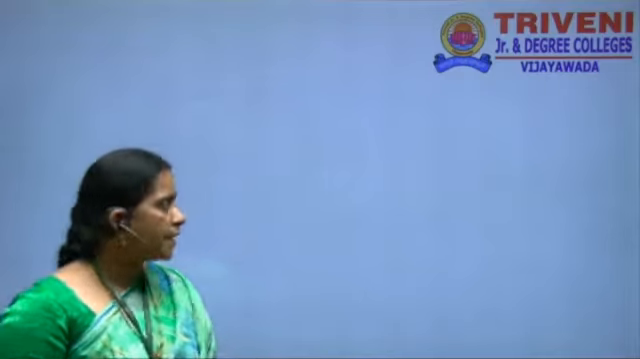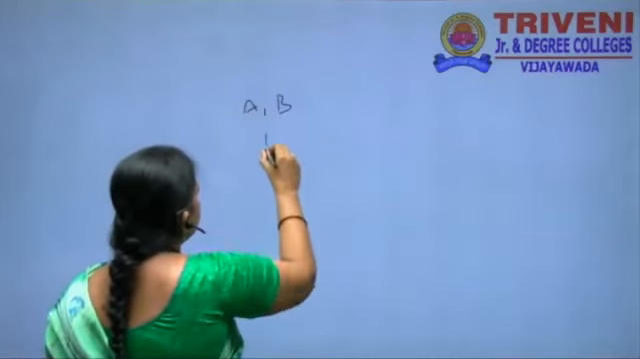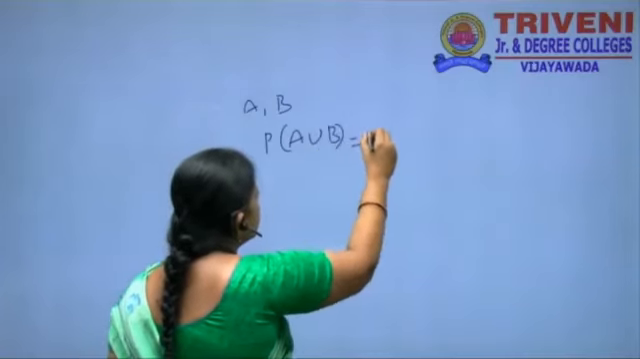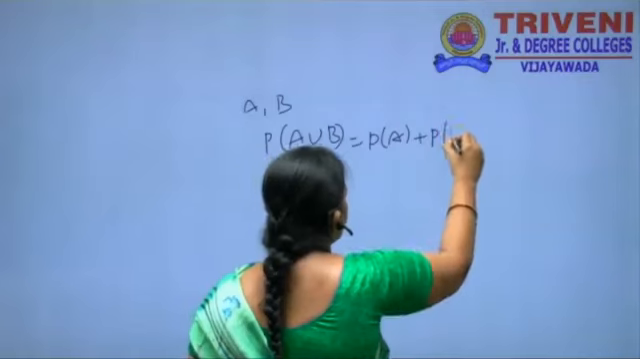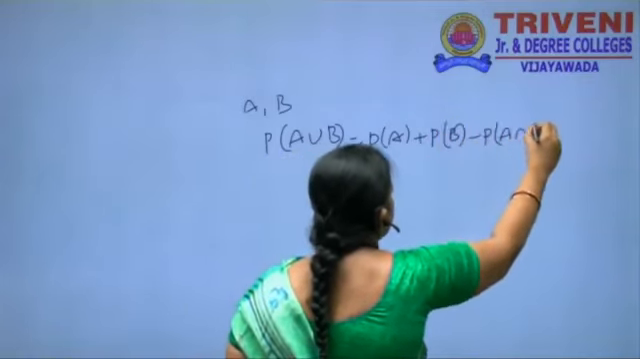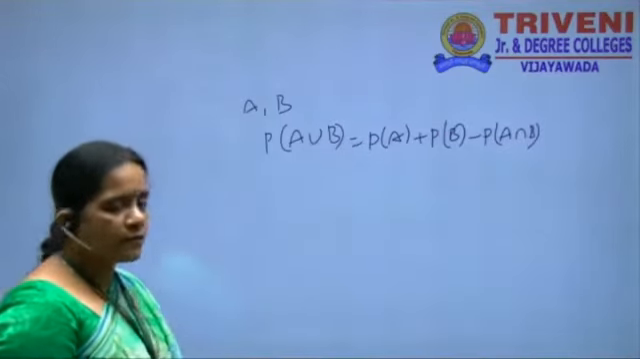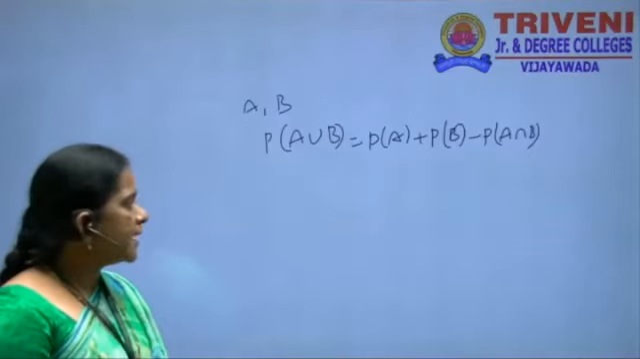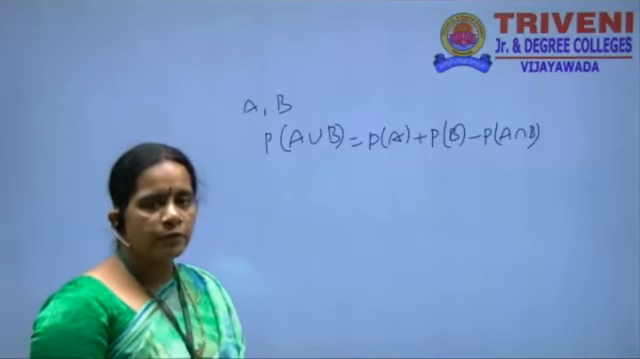Let A and B be two events in a random experiment. Then P of A union B is equal to P of A plus P of B minus P of A intersection B. This theorem can be proved in two cases.